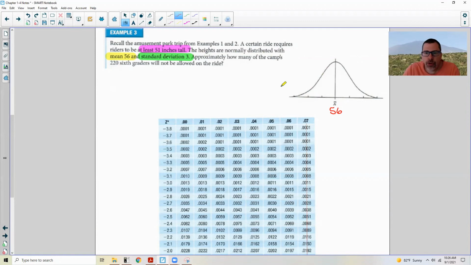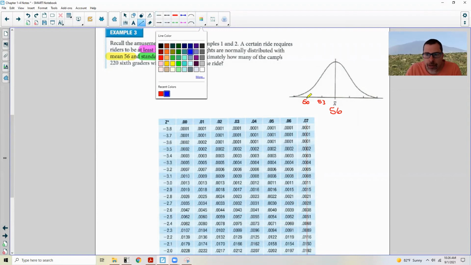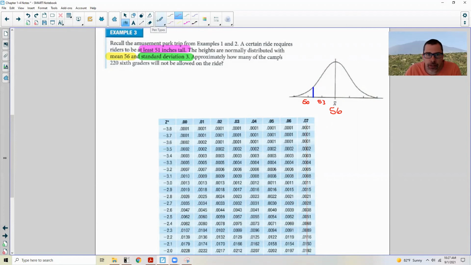If I want to know how many students can ride this, and they have to be at least 51 inches tall, then that's below average, so I want to work to the left. If I go one standard deviation to the left, 56 minus 3 is 53. That's still taller than 51. 53 minus 3 is 50. That's too short. So now I know approximately that my data falls between here, which would be 51, and here's 52. So I would say approximately right here. And then I would shade this side over here.